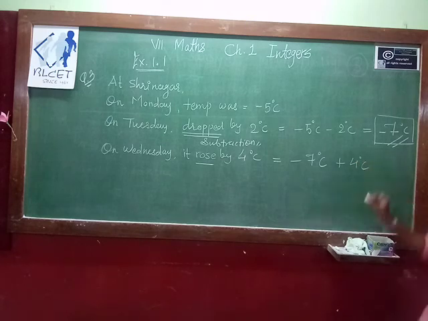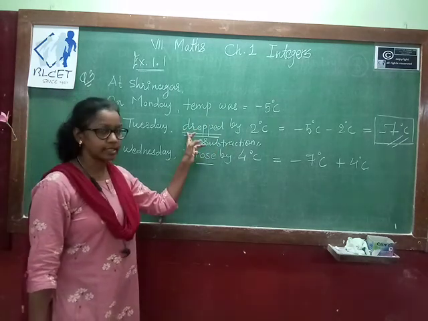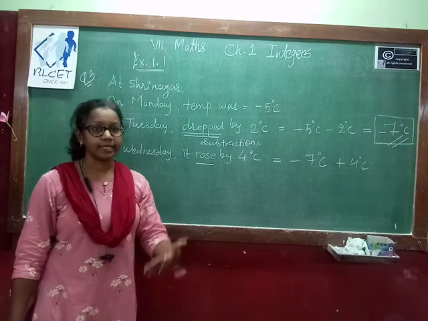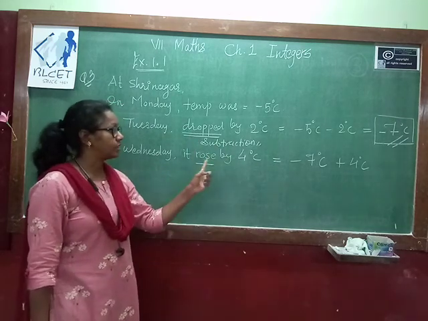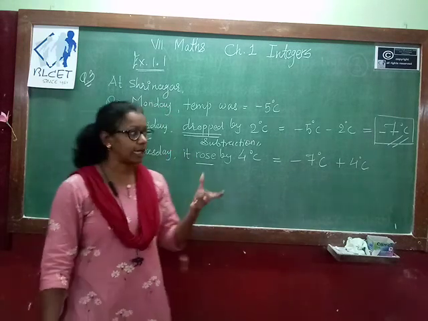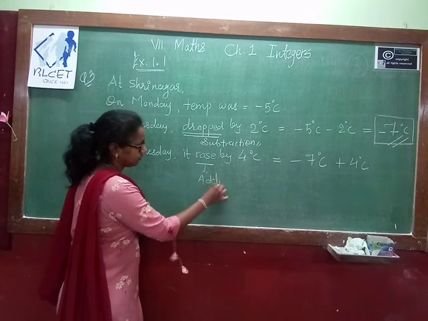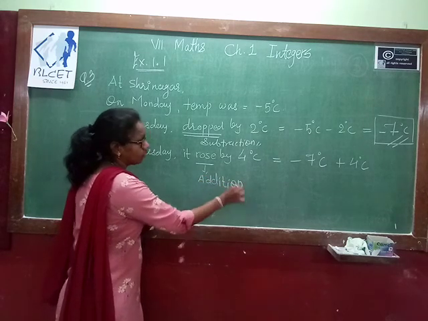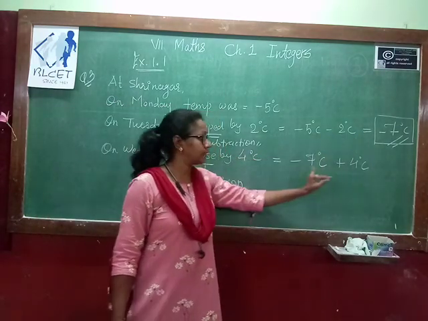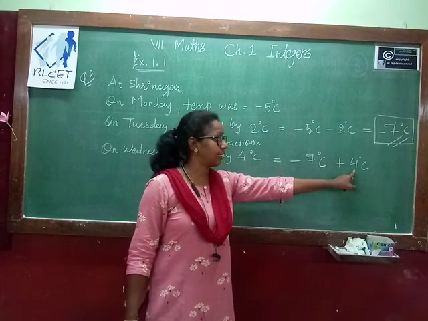degree Celsius. So when the word drop is there, we did subtraction. Drop, lower, less, decrease, this indicates subtraction. Rose, higher, increase, such kind of words indicate addition. So what we have to do here? Temperature on Tuesday, that is minus 7 degree Celsius. Rose means plus. Temperature increase, that is 4 degree Celsius.